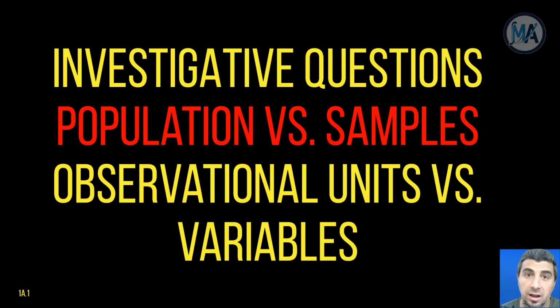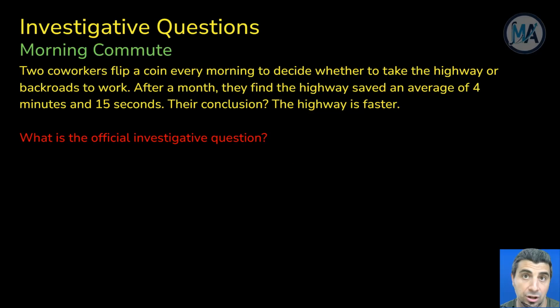Now, we're not going to waste time on defining terms from scratch. Instead, we're going to walk through three core examples step by step so you can nail these concepts on your quizzes and exams. We're covering investigative questions, populations versus samples, and observational units versus variables. So let's jump in. First up, we're going to turn everyday curiosity into a valid statistical study.